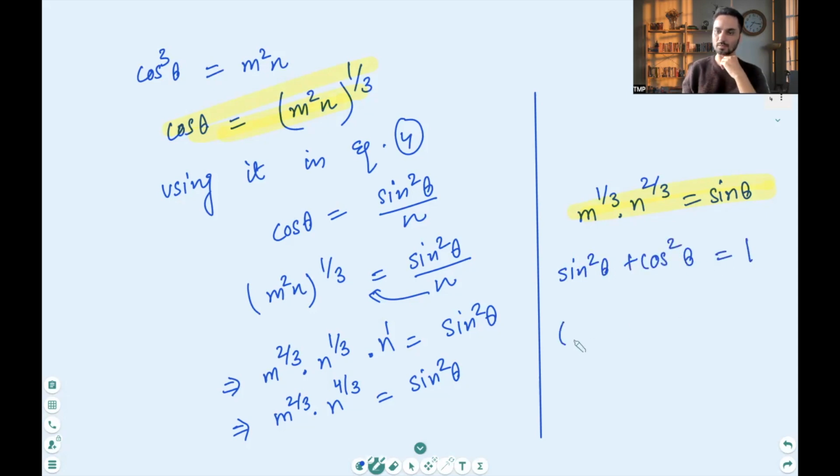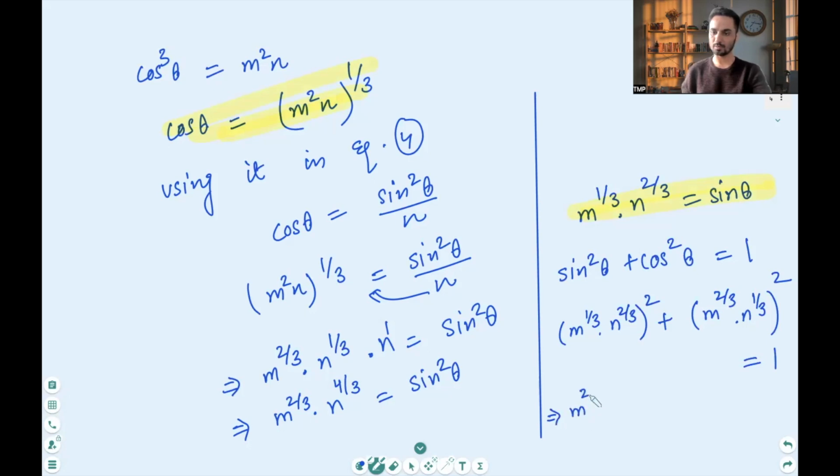That means m raised to the power 1 over 3 times n raised to the power 2 over 3, squared, plus m raised to the power 2 over 3 n raised to the power 1 over 3, squared, equals 1, which can also be written as m to the power 2 over 3 n to the power 4 over 3 plus m to the power 4 over 3 and n to the power 2 over 3 equals 1. And this is a relation free of theta.